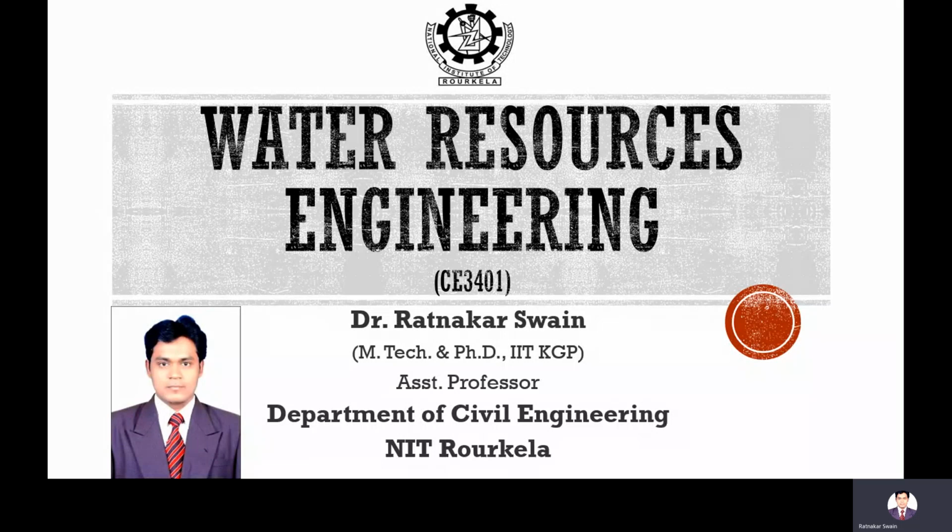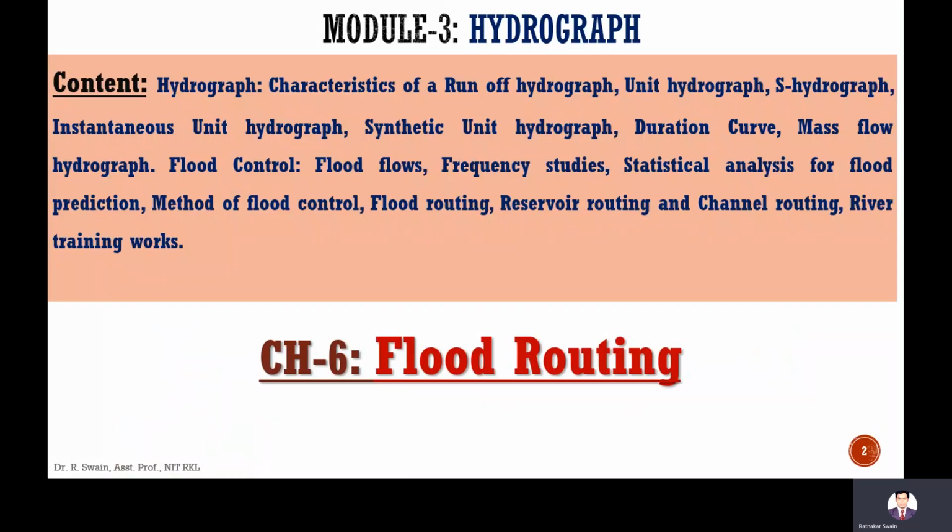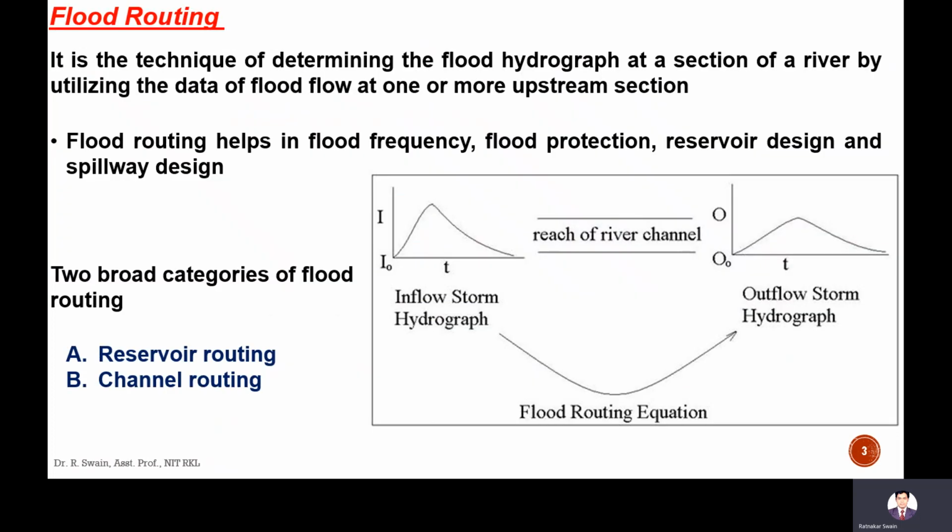Subject: Water Resource Engineering. Today I'll start a new chapter, that is flood routing. This is the last chapter of hydrology. What is flood routing?